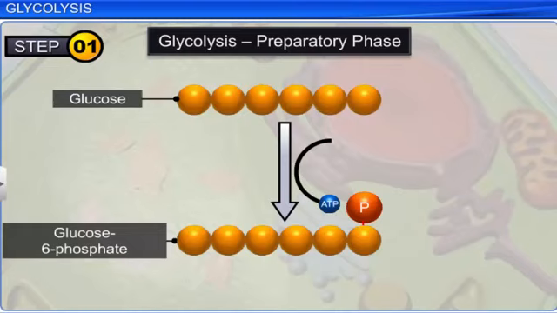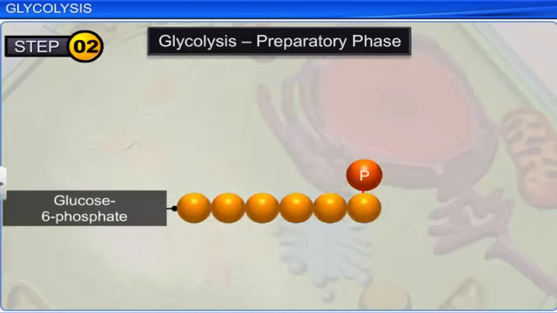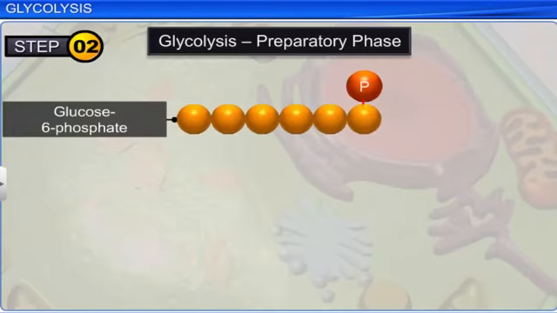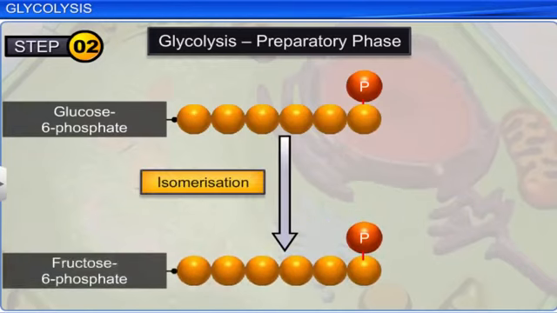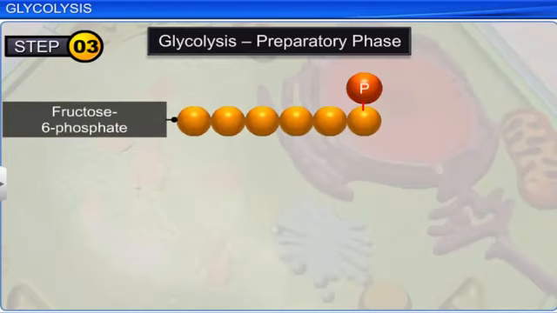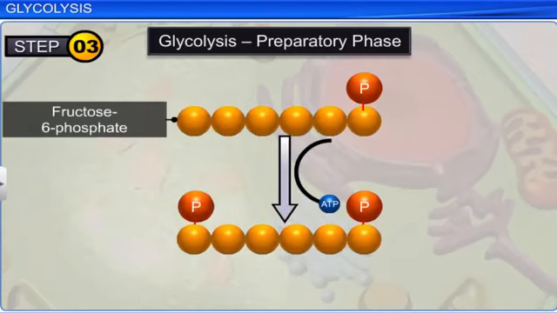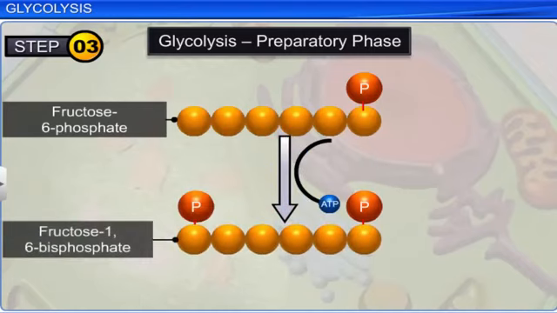It is catalyzed by the enzyme hexokinase. Glucose 6-phosphate thus formed isomerizes to form fructose 6-phosphate. Fructose 6-phosphate is then phosphorylated using ATP to form fructose 1,6-biphosphate.